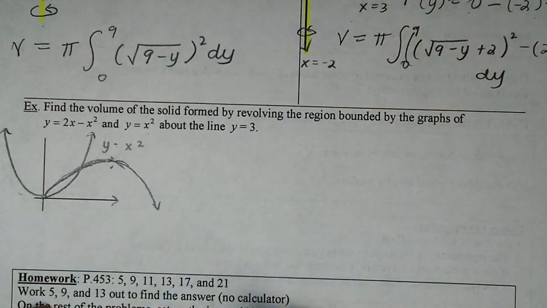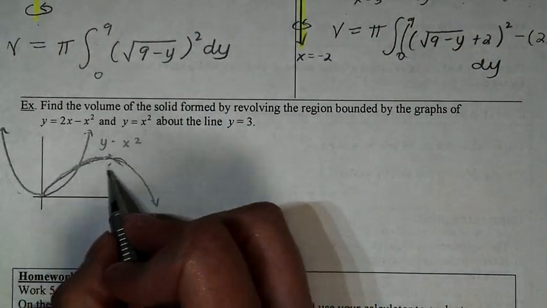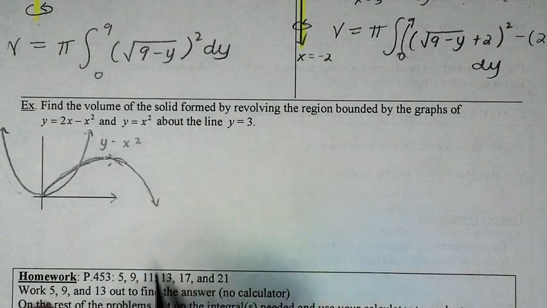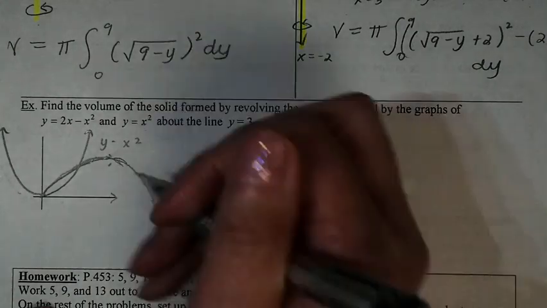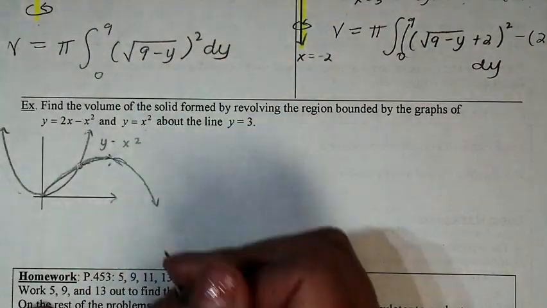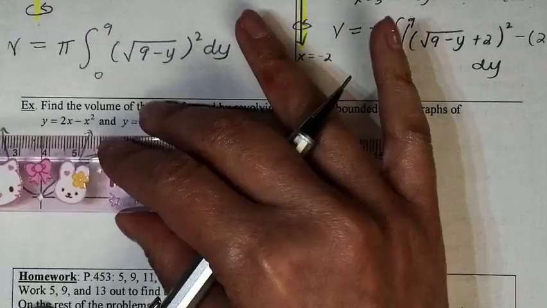Now, about the line y equals 3. Where is the line y equals 3? The line y equals 3 is going to be further up. So let's draw it somewhere here.